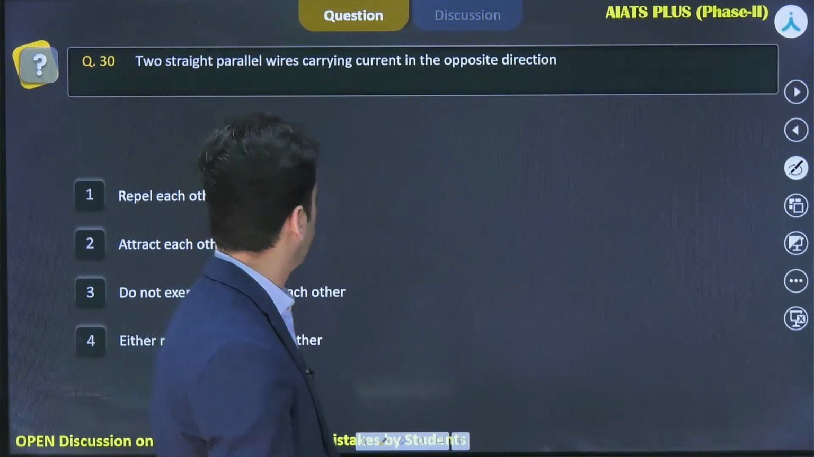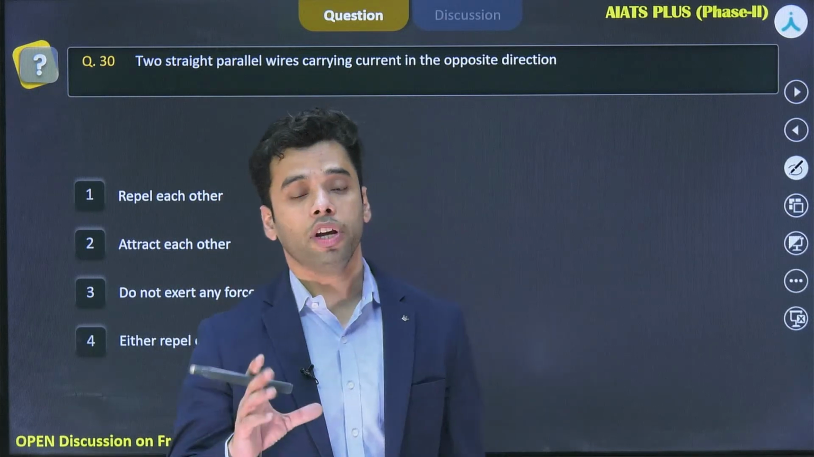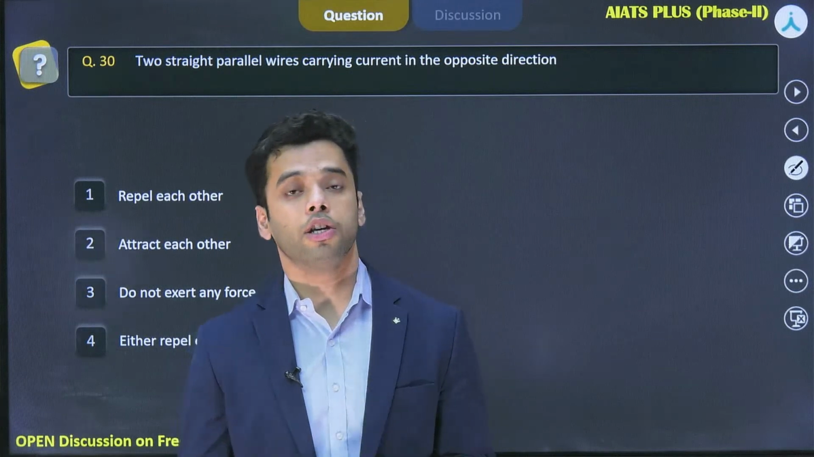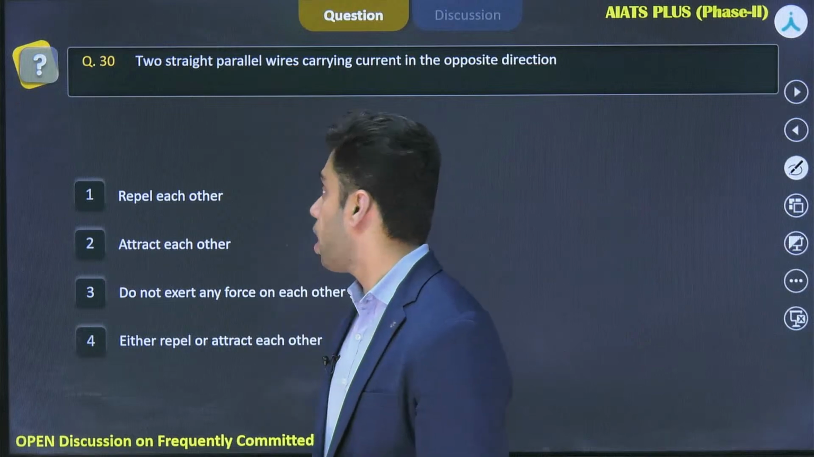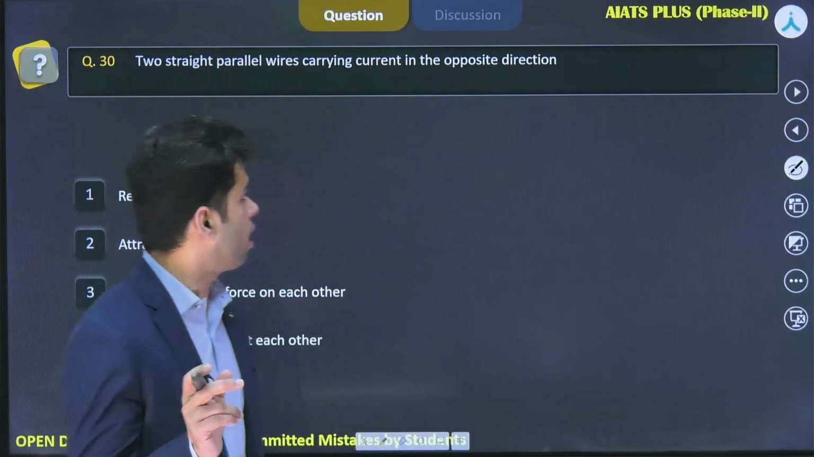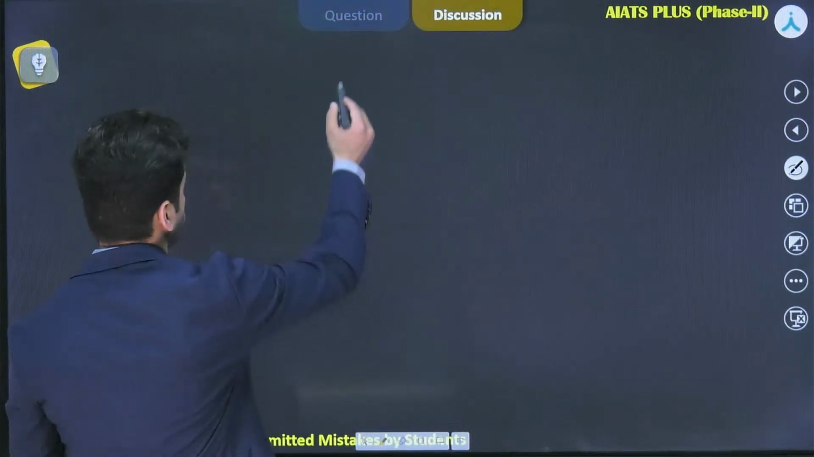And yes, you have problem 30, and it is from the chapter of Moving Charges and Magnetism. This time they are asking you to comment about the force between two current carrying wires, and this time the current carrying wires are in opposite direction. Okay. So let's see how to deal with such problems.